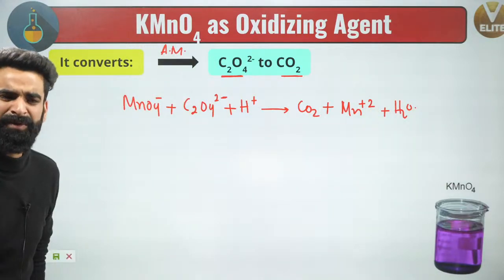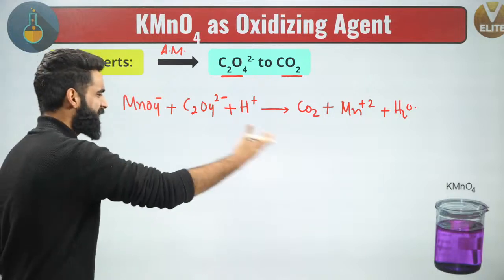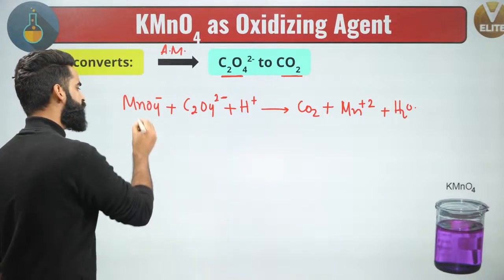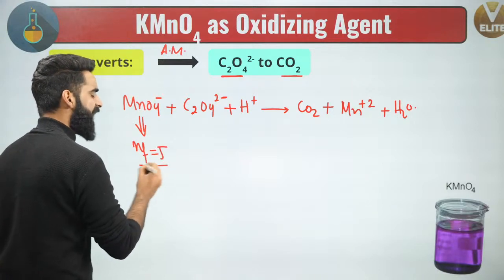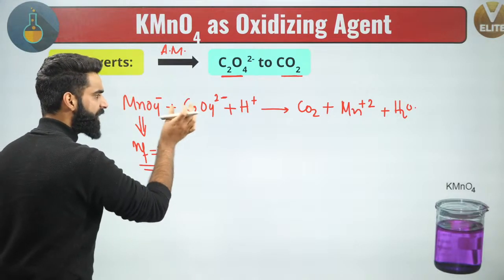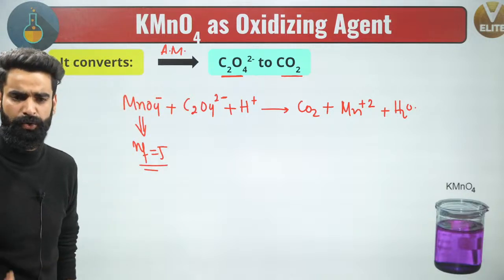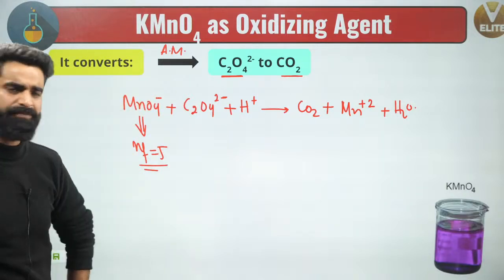So is there anything to remember, guys? Nothing to remember. You can easily make this reaction. And N factor of MnO4 negative or KMnO4 in acidic medium is always going to be 5. If I want you guys to calculate the N factor of this oxalate ion right here, can you do that? Absolutely you can do that.